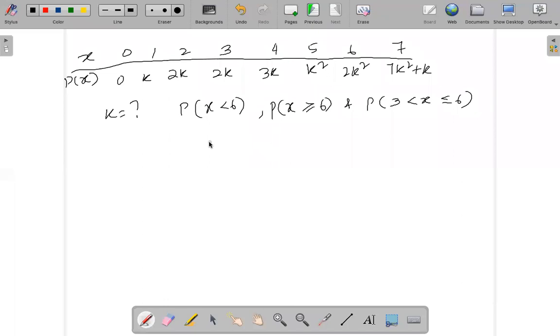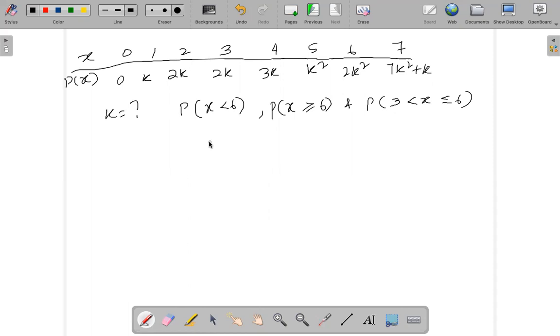You have been given the table, where x is 0, 2, 3, 4, 5, 6, 7, and P of x is 0, k, 2k, 2k, 3k, k square, 2k square, and 7k square plus k. We have to find the value of k, and also P of x less than 6, P of x greater than or equal to 6, and P of 3 less than x less than or equal to 6.